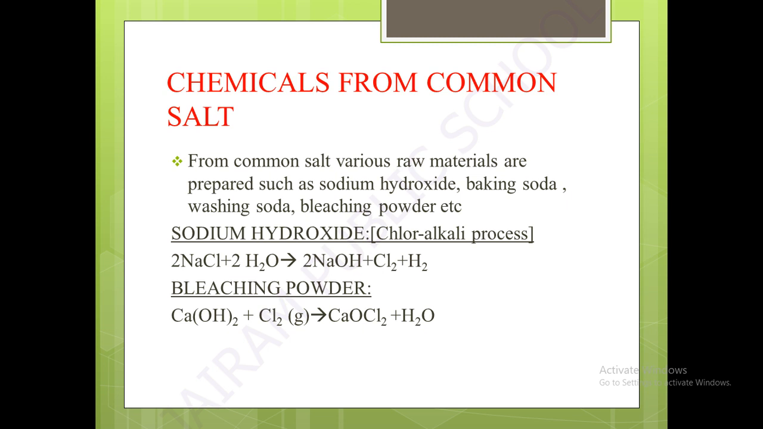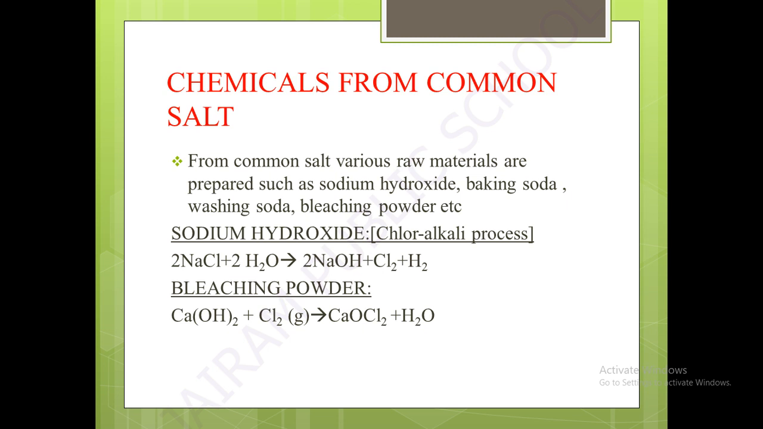All three products, that is sodium hydroxide, chlorine, and hydrogen, are useful products. So from sodium hydroxide we can prepare useful products also. And the second common salt product we are going to see is bleaching powder. The formula of bleaching powder is calcium oxychloride, that is CaOCl2.